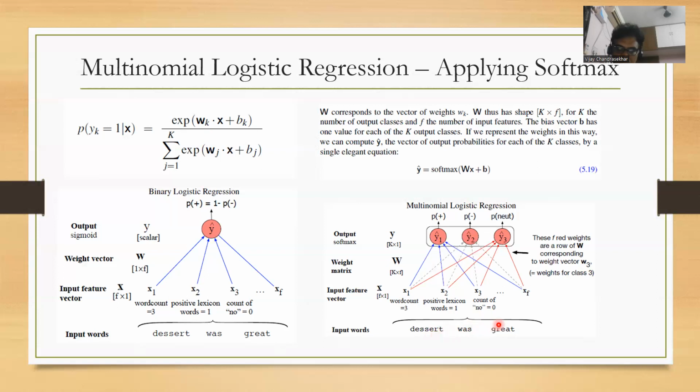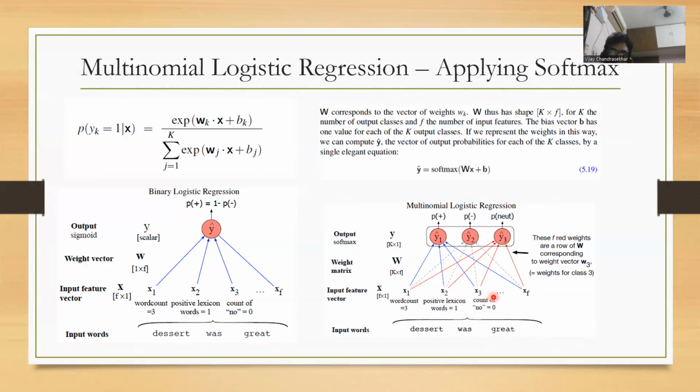So in this case, great carries a positive sentiment. So that's 1 here. Count of no basically just checks if the word no exists anywhere in that phrase. There isn't, which is why the count of no is equal to 0. Okay, 3 features. Don't worry about how we came up with these features. That's not the objective here.